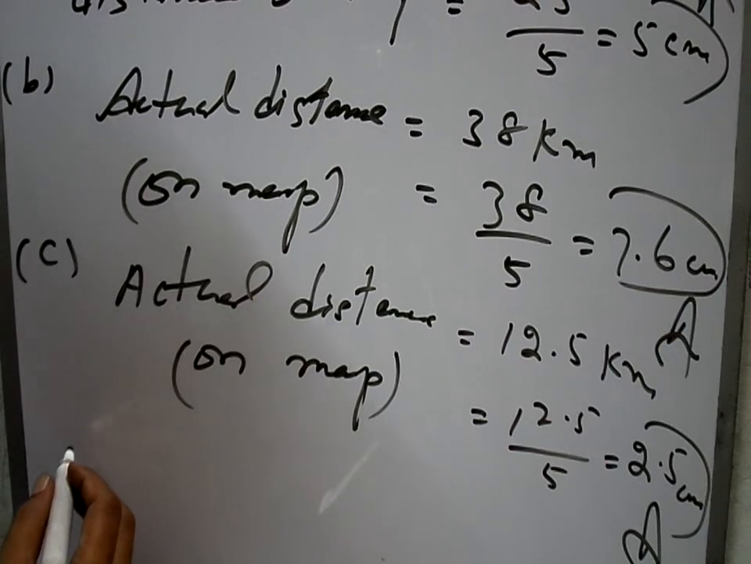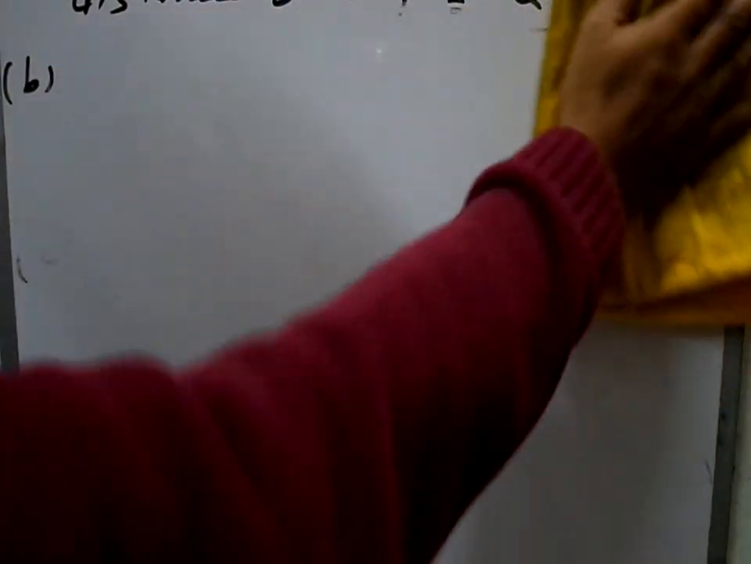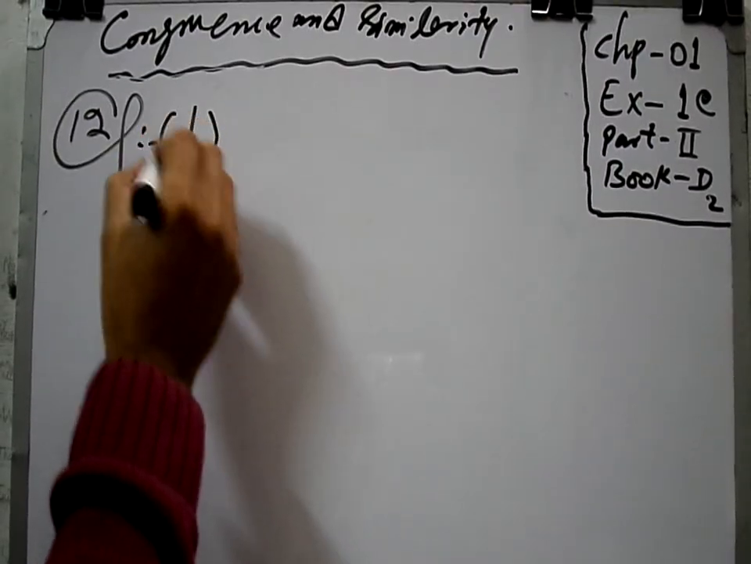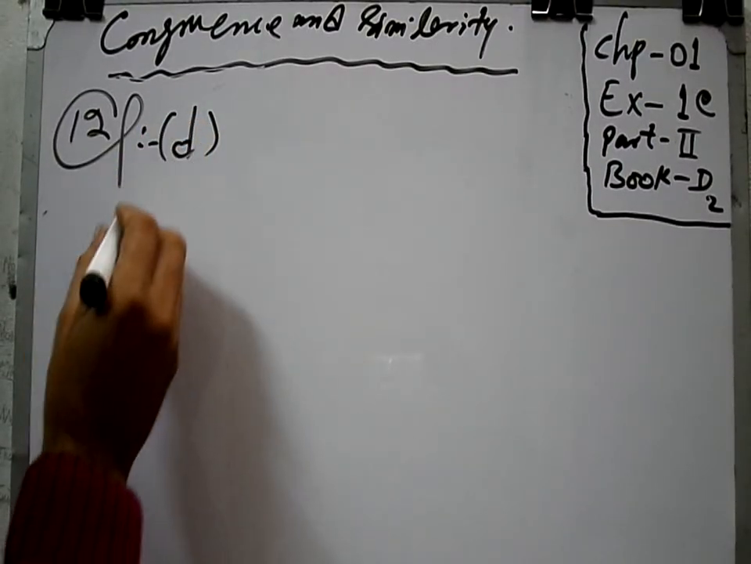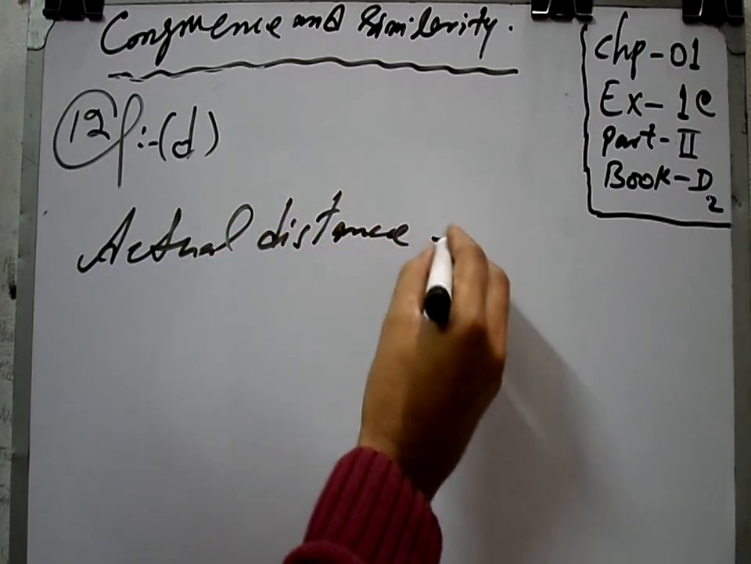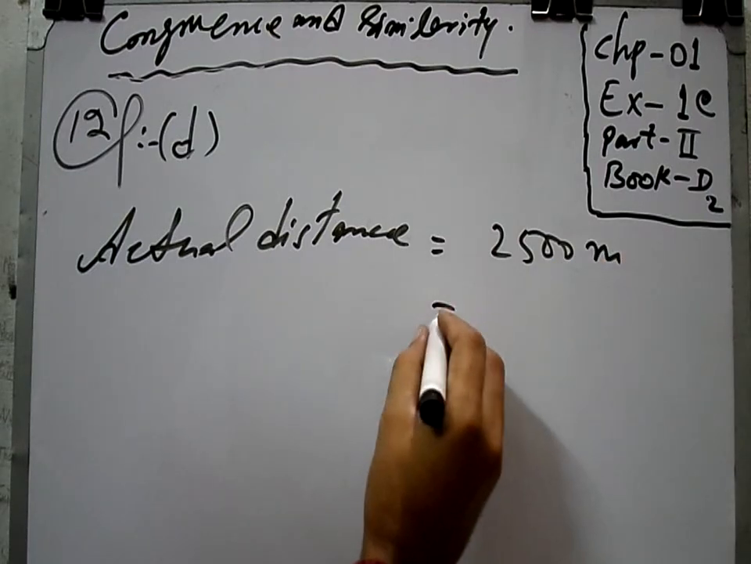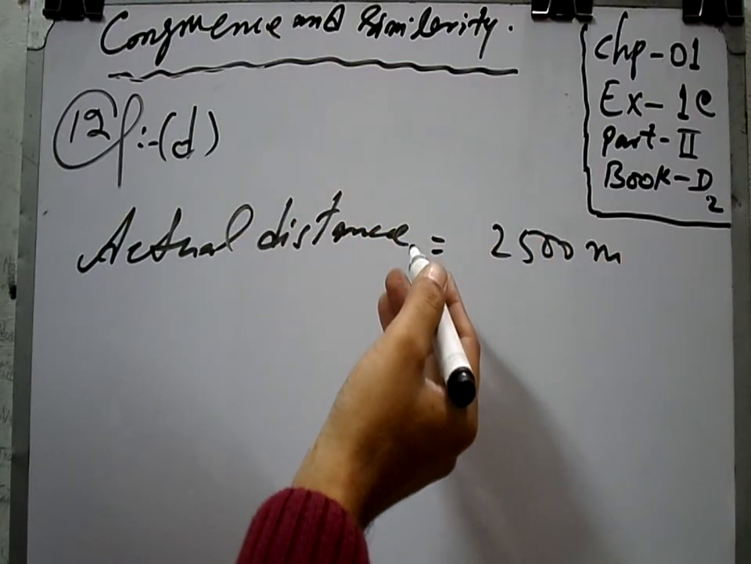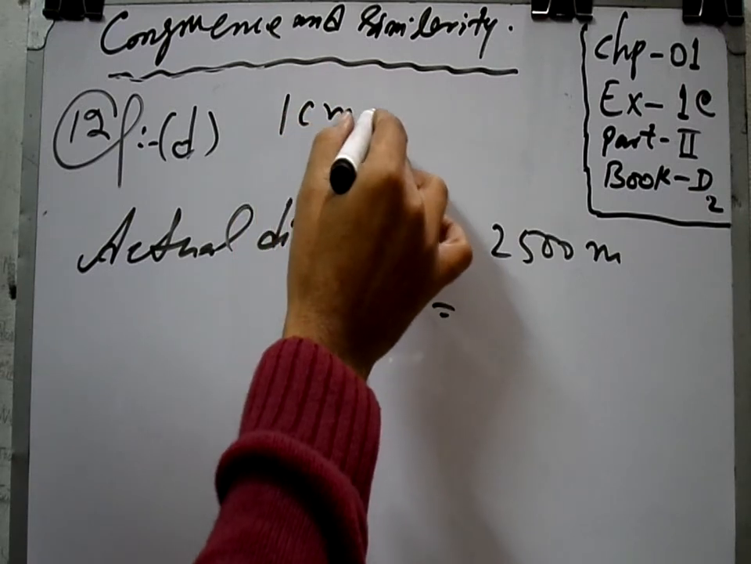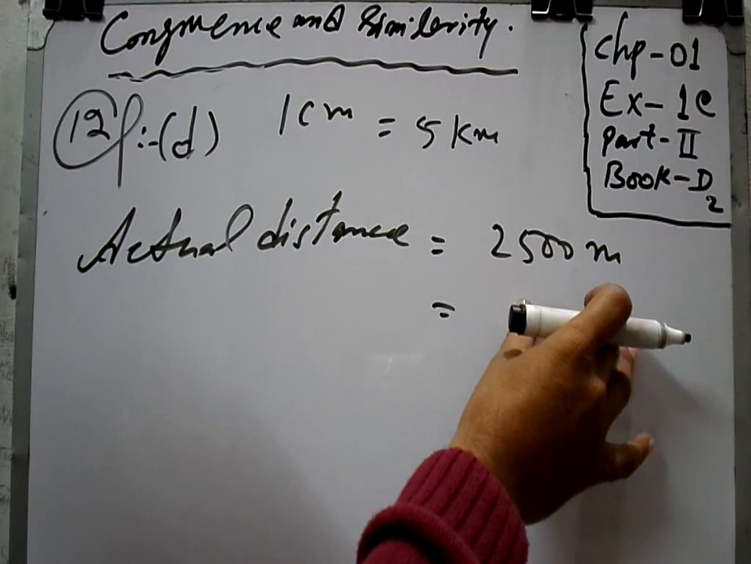Similarly, in D part, actual distance is equal to 2500 meter. So it should be converted to kilometer, because we have a scale that is 1 centimeter is equal to 5 kilometer. So meter should be converted to kilometer to understand in a better way.